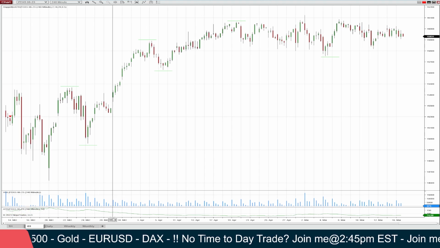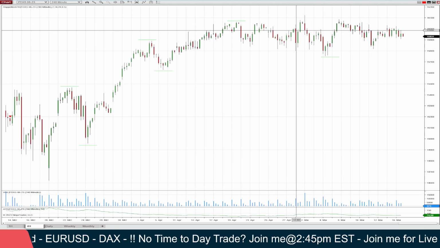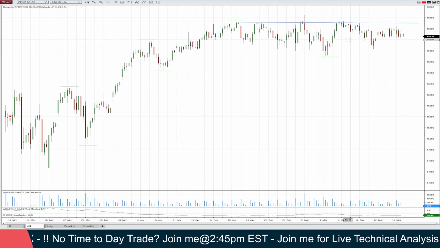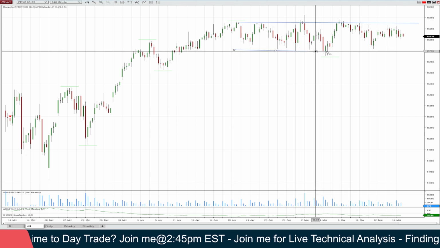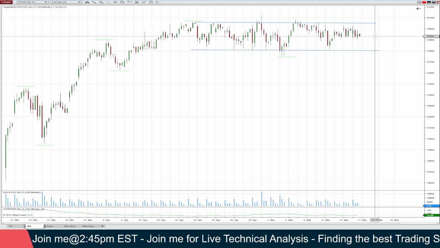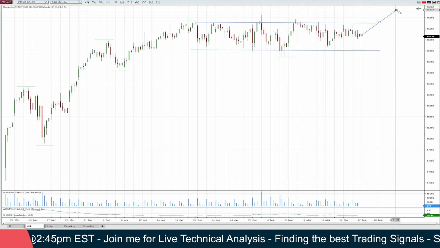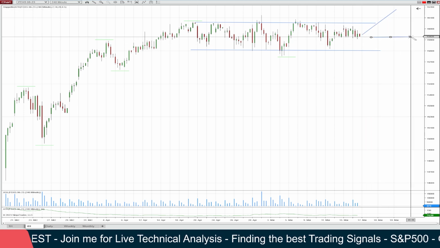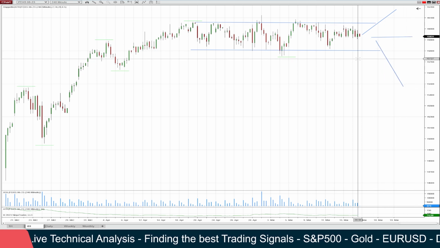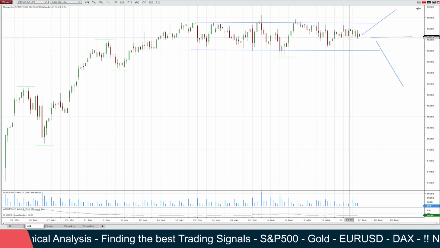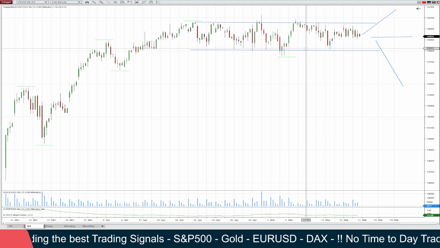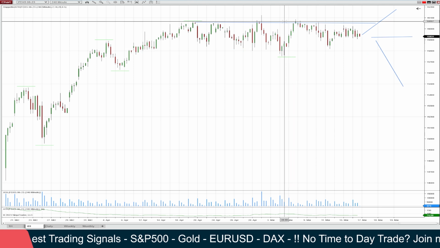The last market is the DAX, the German DAX. Nothing going on. Orange scenario, the most likely scenarios, maybe the up move and sideways, very possible as well, and then the down move could occur as well.